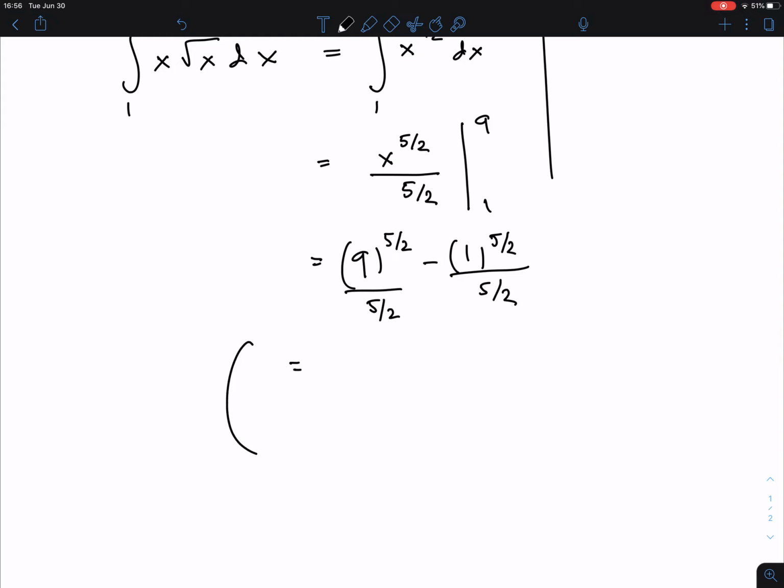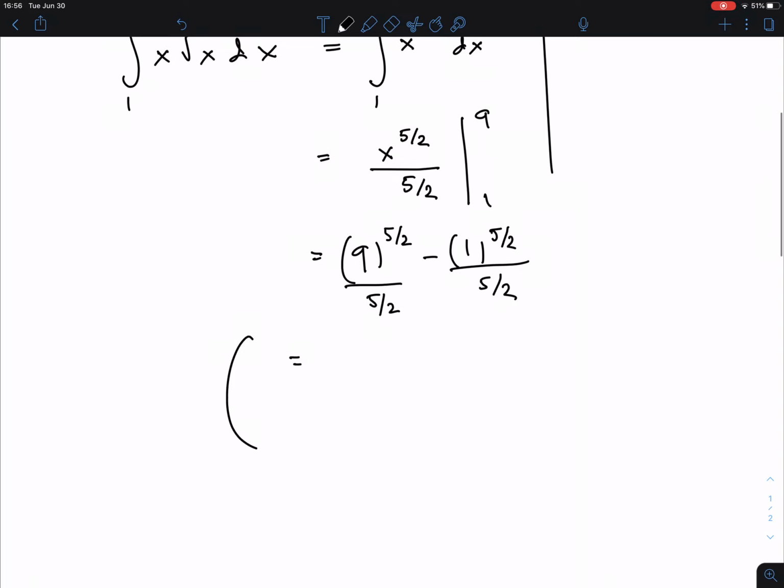Well, first of all, what is 9 to the power 5 halves? It's a rational power. The numerator means the power, so this would be 9 to the power 5, and then the denominator of the exponent means a radical, the root 2 here, okay? So that's what this number means. Now dividing by 5/2 means actually multiplying with 2/5, okay? The same here, 2/5. Any power of 1 is 1, so there I don't have to think anymore, okay?